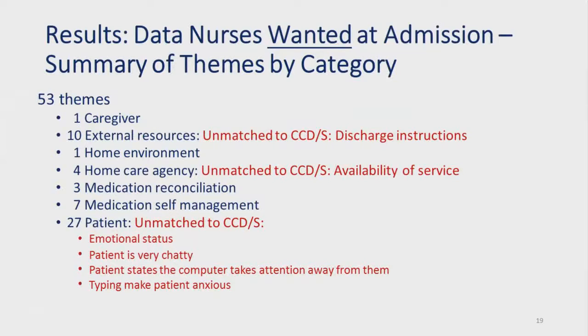Otherwise, among the themes, there was one theme about caregiver, 10 themes about external resources that are needed, like food bank, one theme about the safety of the home environment, 4 themes about the home care agencies, such as the services available, 3 themes about medication reconciliation, 7 themes about medication self-management, and 27 themes about the patient.